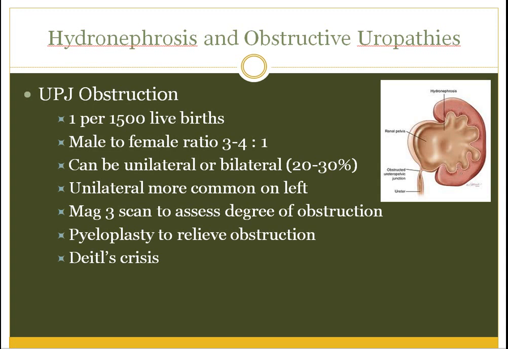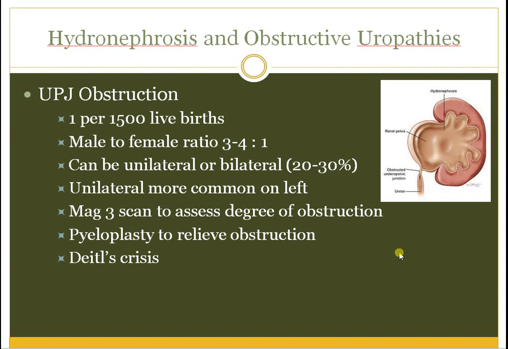Coming to hydronephrosis and obstructive uropathies, UPJ obstruction is seen in 1 per 1500 live births, more common in males, can be unilateral or bilateral, but more commonly unilateral and more on the left side. MAG3 scan, as I said, has two parts. One is it can tell you the functionality of the kidney, and the second thing, it can tell you whether the hydronephrosis is obstructive or non-obstructive in nature.